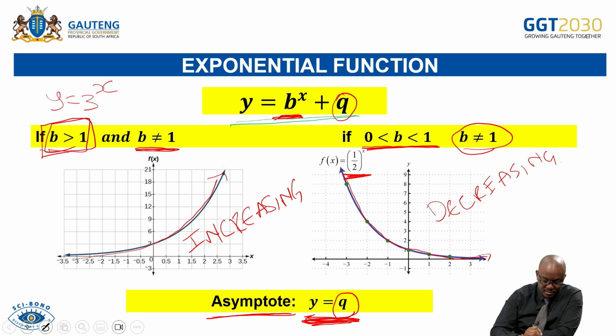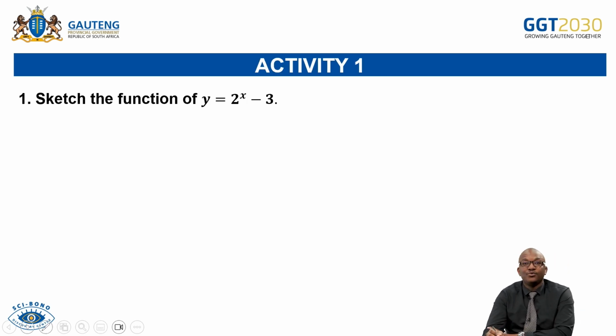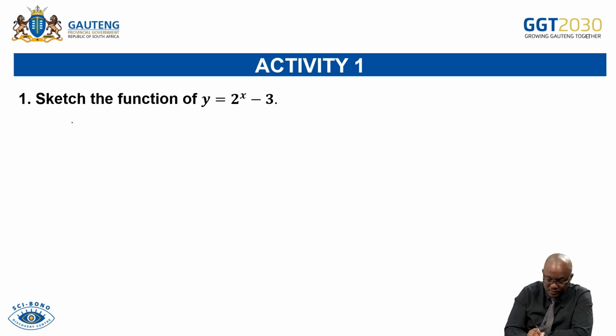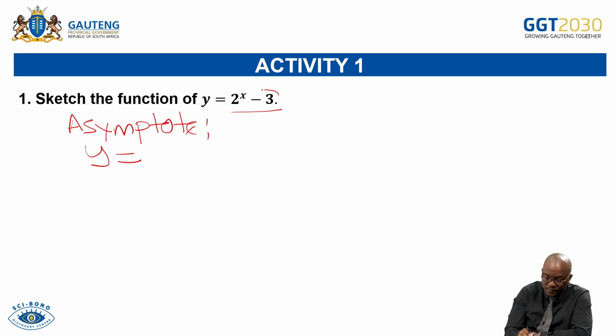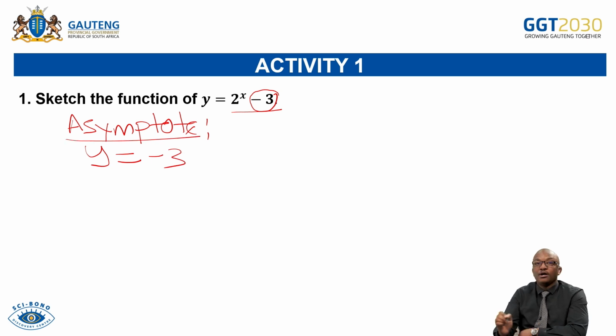Now let's look at how we sketch this particular function. The first thing that you need to do is identify your asymptote. The equation of your asymptote is y is equal to, in this case, the value of q, which is negative 3. So that is going to be your asymptote. That is the first thing that we need to look for.